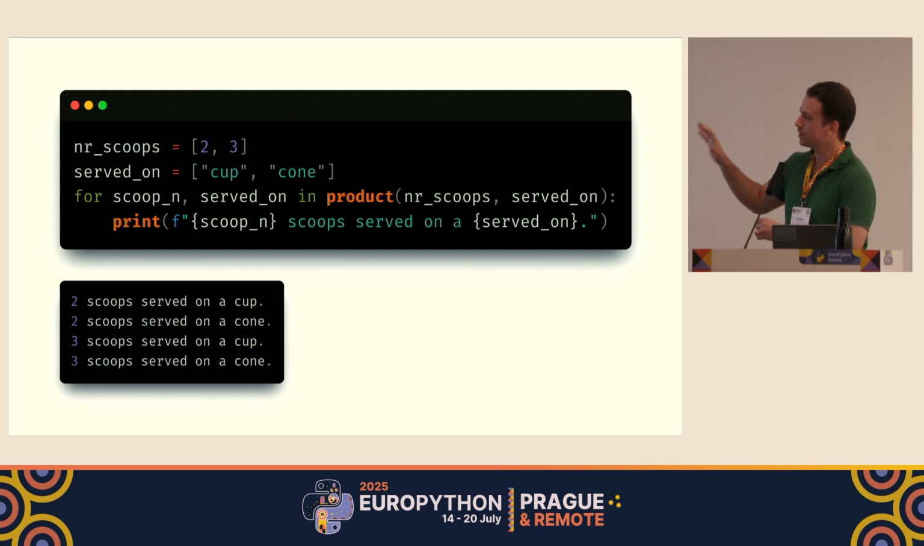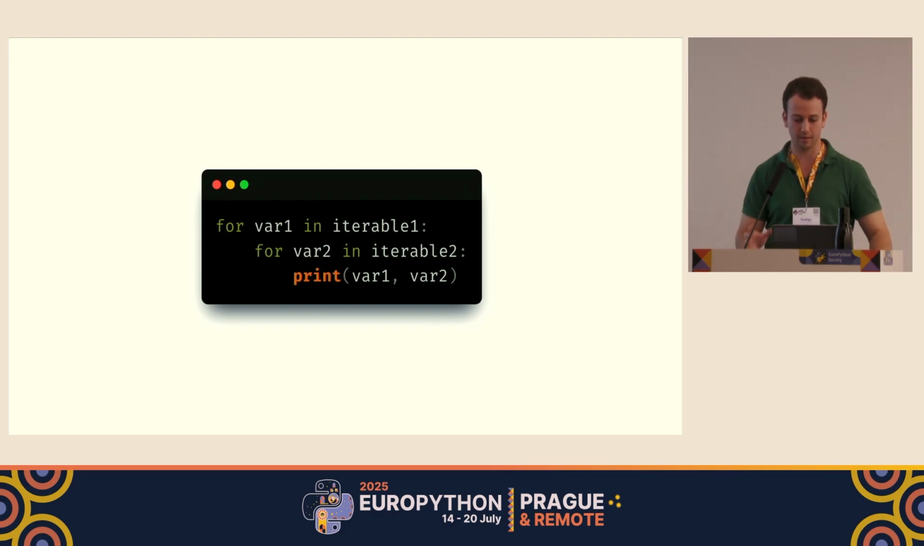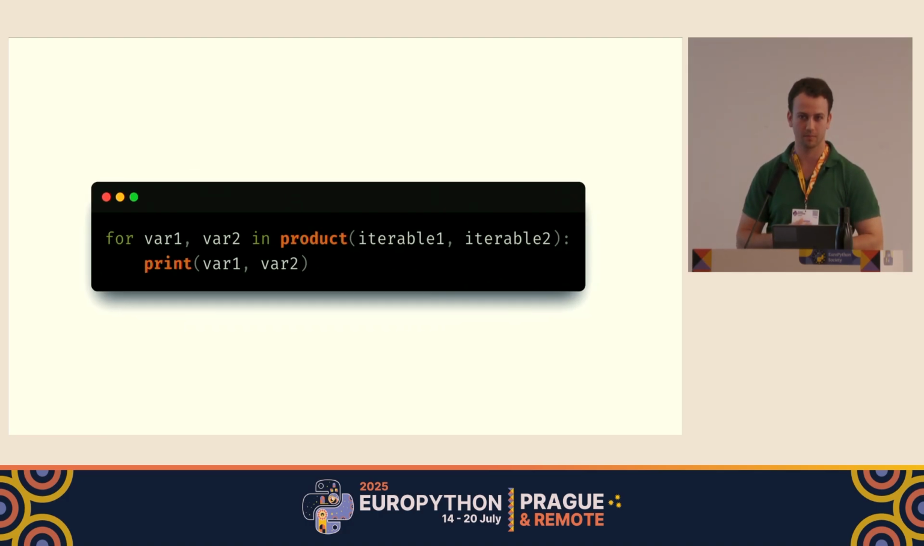Now, how is this useful outside of maths? Take a look at the nested for loop on the screen. Note how the 2 statements, the 2 for loops, are independent from one another. The first iterable has nothing to do with the second one, but you need to go through both. And inside the loops, you're essentially combining all values from one iterable with all values from the second iterable. And that's exactly what product does. So this saves you 1 level of nesting.